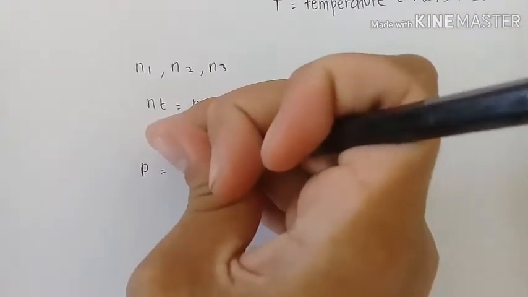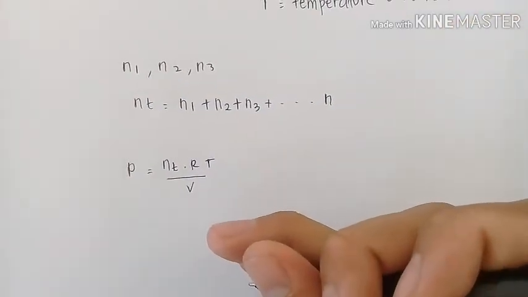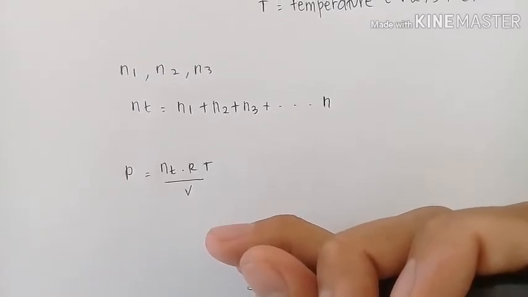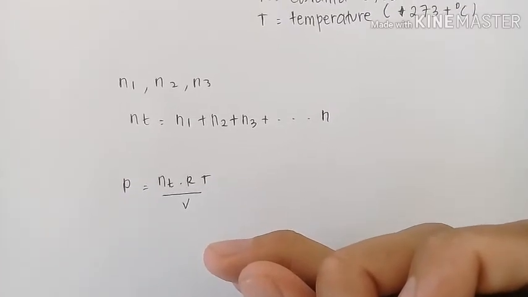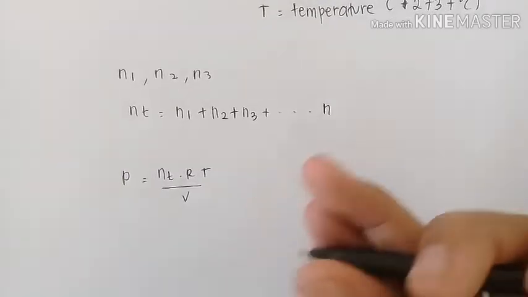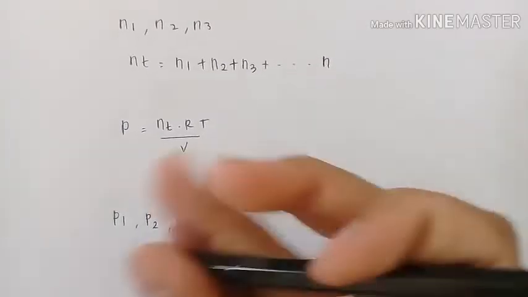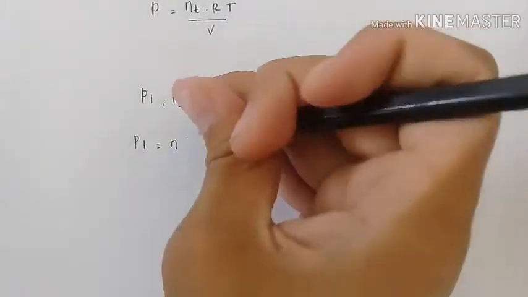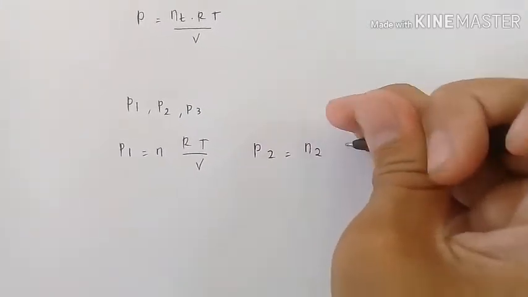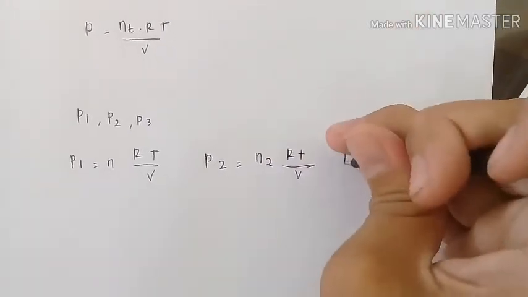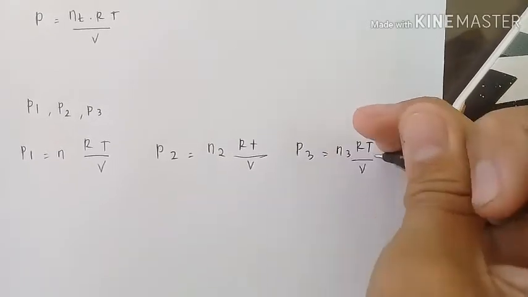P equals nt RT per V. We define the partial pressure of each gas in the mixture as the pressure the gas would exert if it were alone in the container of volume V at the temperature T. Then the partial pressures P1, P2, and P3 are given by P1 is n1 RT per volume, P2 is n2 RT per volume, and P3 is n3 RT per volume.